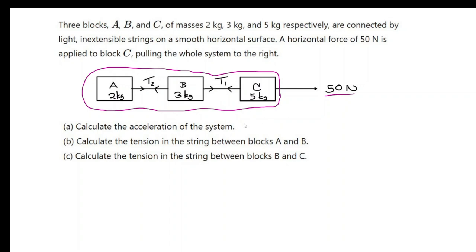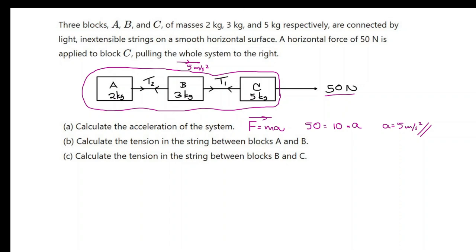So for the whole system, I'm going to write F is equal to ma to the right. Now the force is 50. Mass is 5 add 3, 8 add 2 is 10. A is obviously equal to 5 meters per second squared. So I know the whole system is now accelerating at 5 meters per second squared.